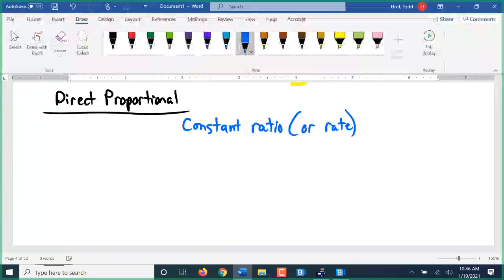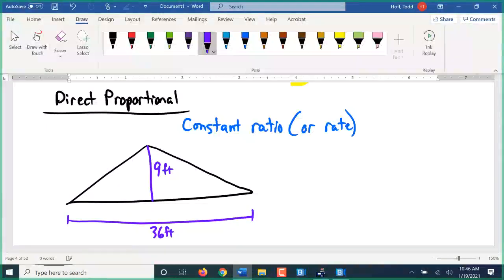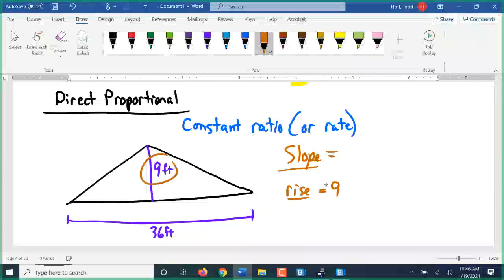That's basically what we've been looking at so far. I have a roof. It has a rise of 9 feet and a span of 36 feet. My slope, looking at my rise, 9 feet. My run, however, is not the 36. My run would be half of that, 18 feet.